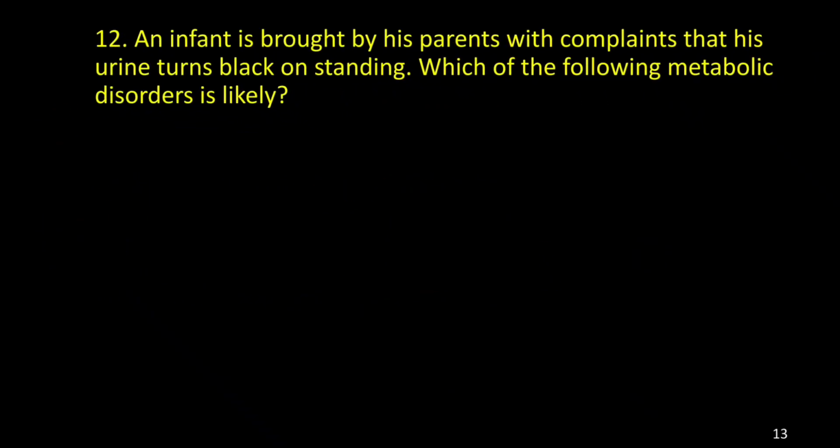Further, the next MCQ: an infant is brought by his parents with the complaint that his urine turns black on standing. So, typical black color of urine. Which of the following metabolic disorders is likely? Here the hint is given, black color in the urine, and in biochemistry, black color urine you have to remember alkaptonuria. Which enzyme is deficient? Homogentisic acid oxidase.